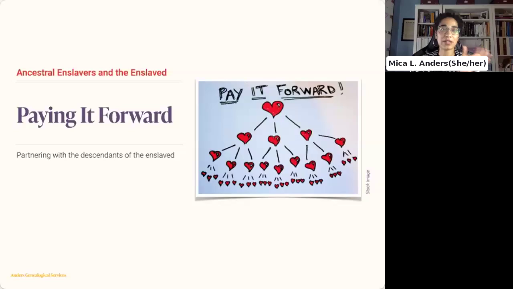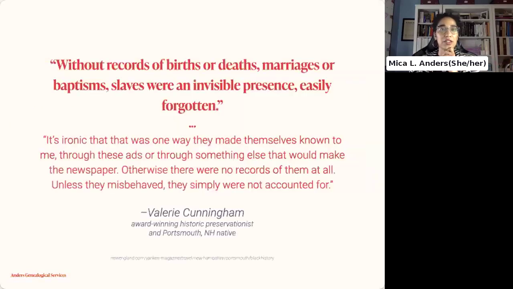So a lot of this is about descendants of the enslaved, but these things work in a lot of different ways. So I like to start with this quote, and that is, "Without records of births or deaths, marriages or baptism, slaves were an invisible presence easily forgotten." So, again, these records, these paper trails, these are the things that really help us trace our family history, be able to get back further than 1870 on the African American lines, be able to get deeper into those records.